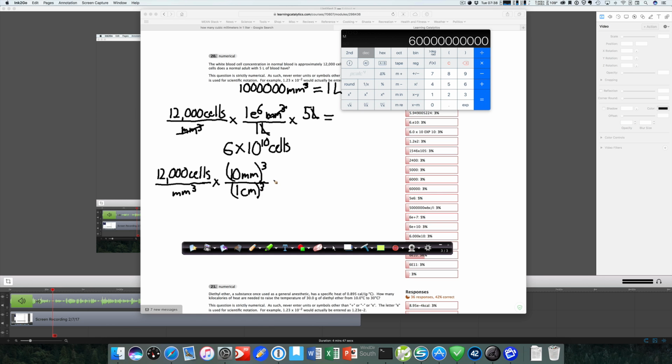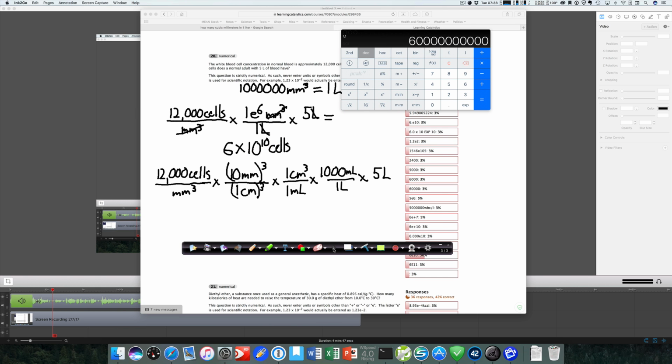Another little detail is that there's 1 cubic centimeter for every milliliter. And then there's 1,000 milliliters. And then finally times 5 liters. So this value right here, 12,000, already gives us 3 zeros. And then we get another 3 zeros here, and another 3 zeros here, and then there's another 0 effectively for the 12. And so that makes sense that we would normally get 6 times 10 to the 10th.